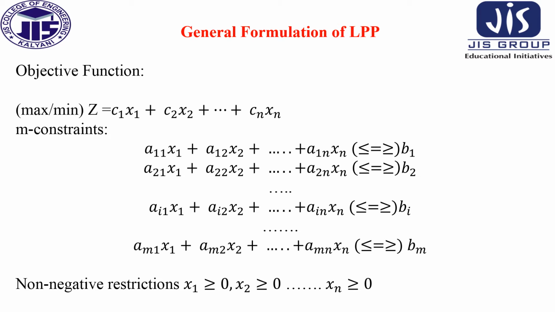And what is the non-negative restriction? That is, decision variables will always be non-negative. So we represent it as x1 greater than equal to 0, x2 greater than equal to 0, up to xn greater than equal to 0. So this is the general formulation of one LPP.